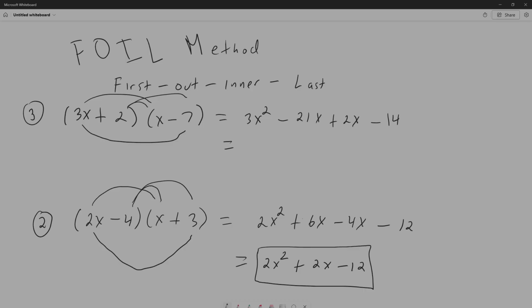Now we're gonna combine like terms, which is gonna be equal to 3x squared. Now negative 21x plus 2x, that's gonna give us negative 19x, minus 14.